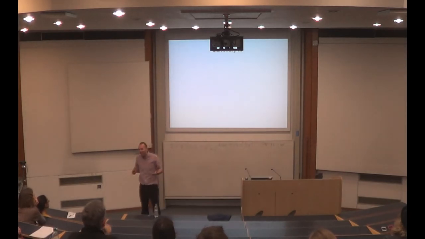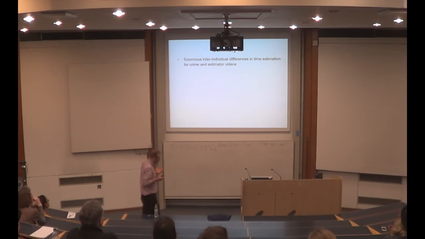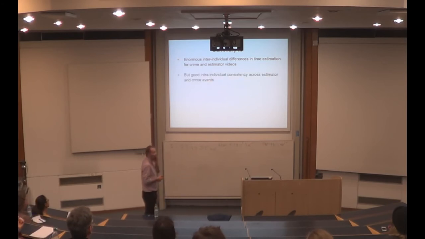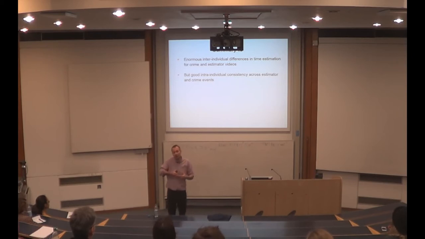Well, let me try and string it together for you in some sort of sensible way. You get enormous inter-individual differences in time estimation, and in our case, this is true for the crime duration and the estimated videos. But what you also get alongside that is good intra-individual consistency. So particular individuals tend to be consistent in whether they under- or overestimate.